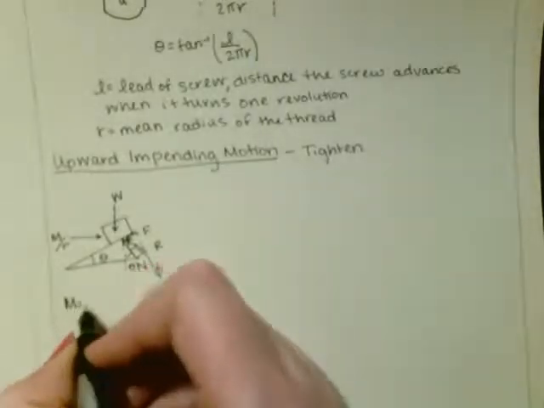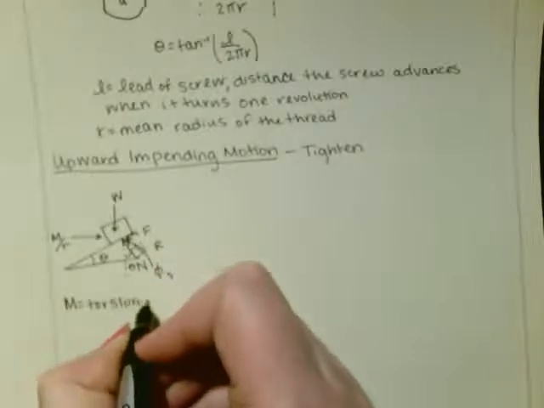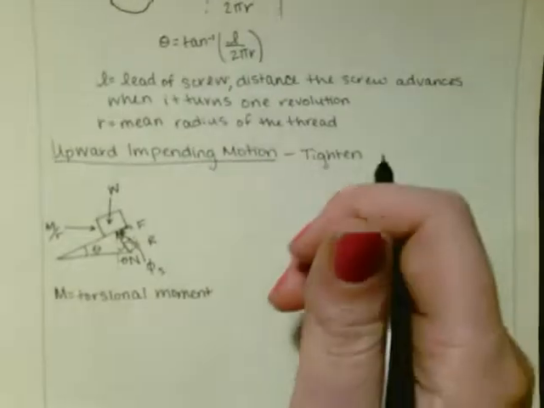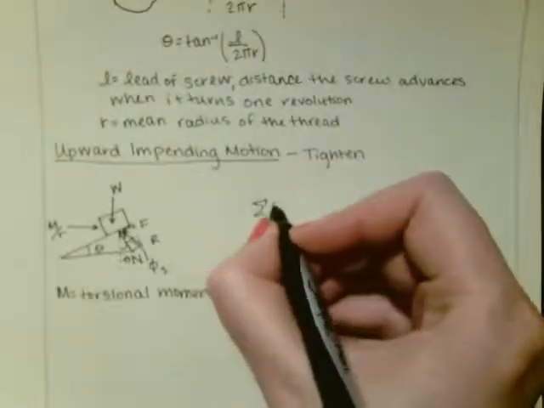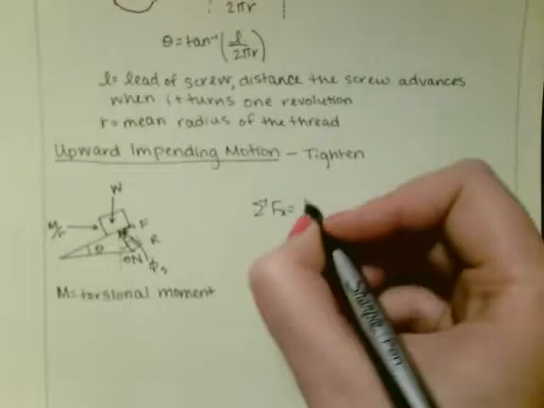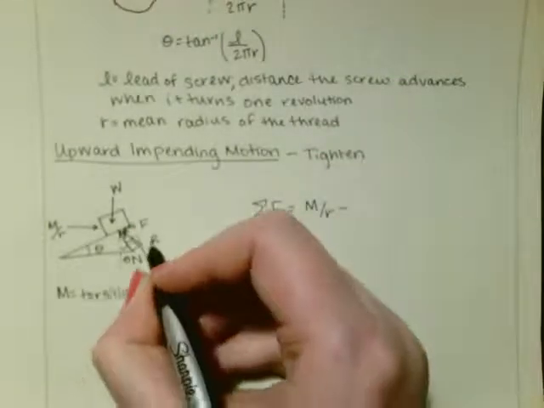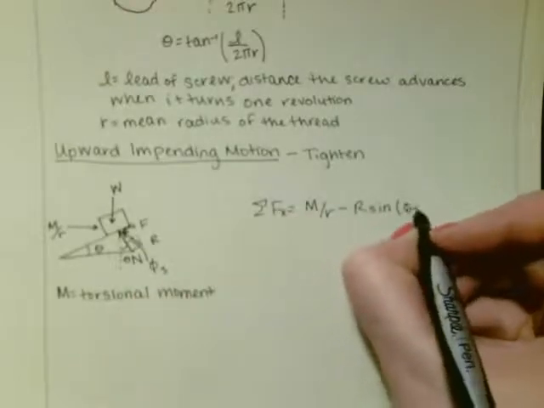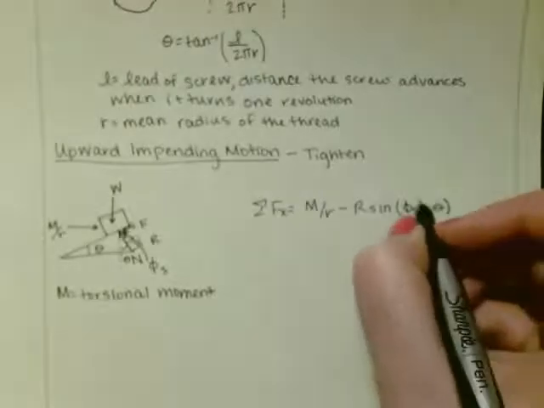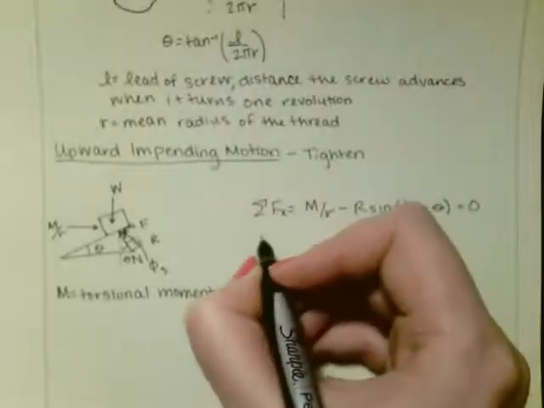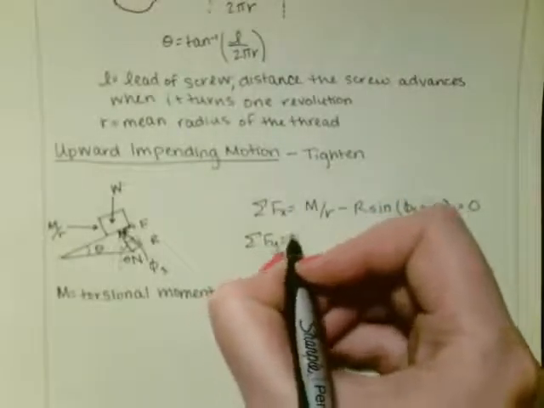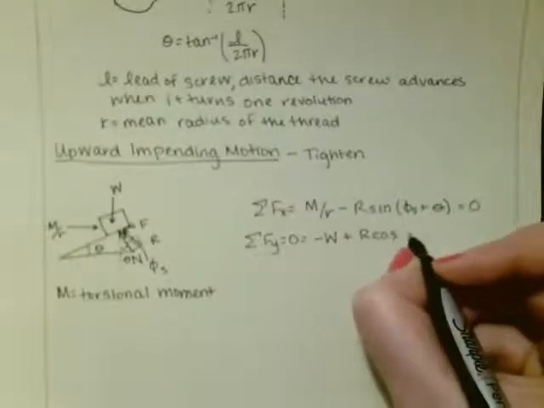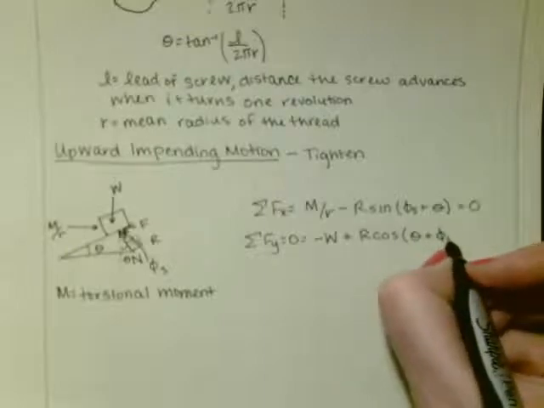So let's write out that M is equal to the torsional moment. If we were to sum the forces in the x direction, we would get M over r minus R times the sine of phi s plus theta, and that's all equal to 0. If we did the same thing in the y direction, we would get minus W plus R cosine of theta plus phi s.